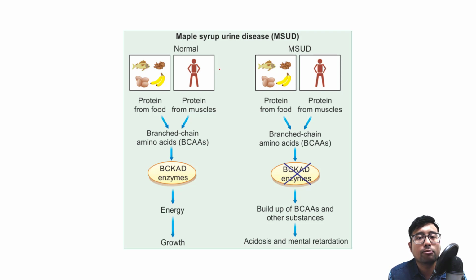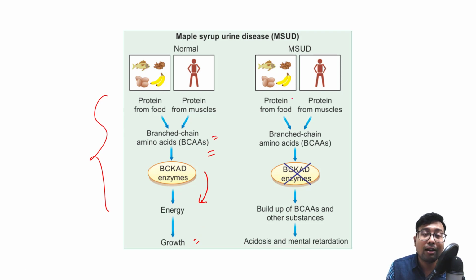So here's a graphical overview. I have taken this from the textbook of Vasudevan. You can find it in any edition of Vasudevan. This is the normal phenomenon that goes on. Proteins that we eat are broken down to form branch chain amino acids, because these are essential amino acids. They help in production of glucose or ketone bodies and thus produce energy, which helps in growth, right?